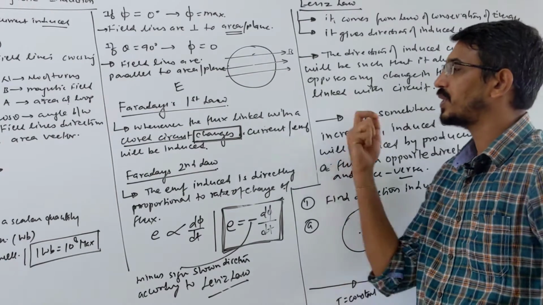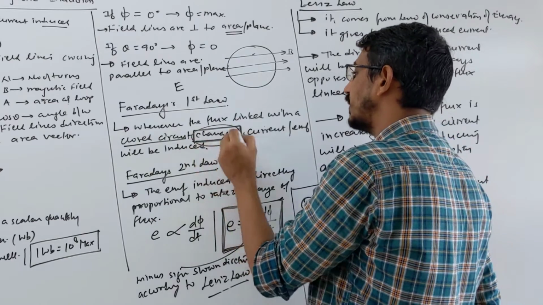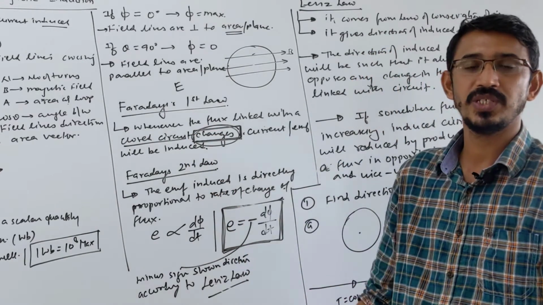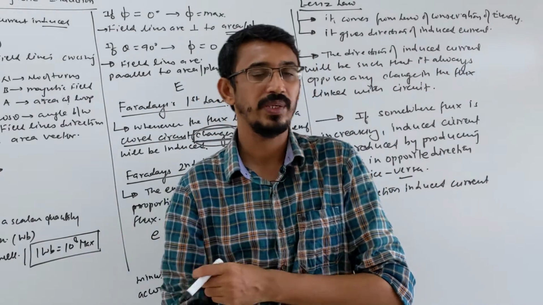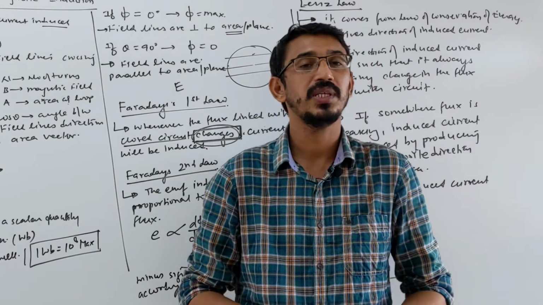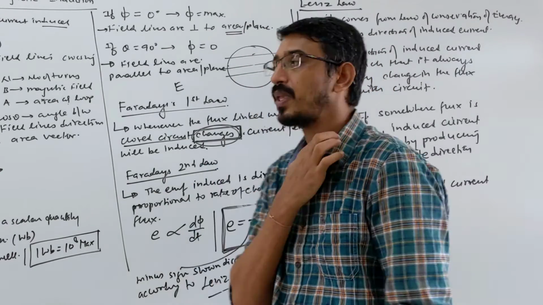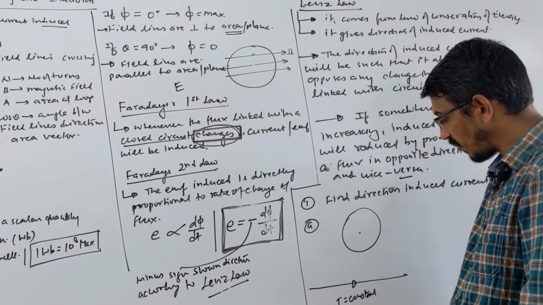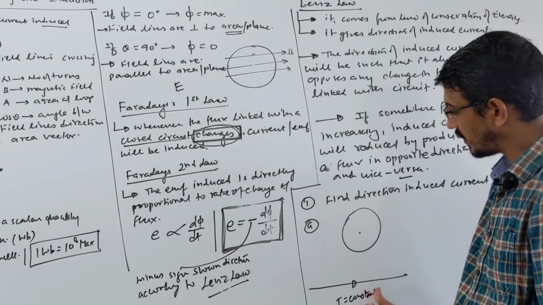Now look here, the first most important word is this word, right, changing. We need a changing flux to induce EMF and induced current, right? If flux is not changing, no EMF is induced. So look here, they said a constant current is flowing through this, right? Now yes, constant current is flowing.